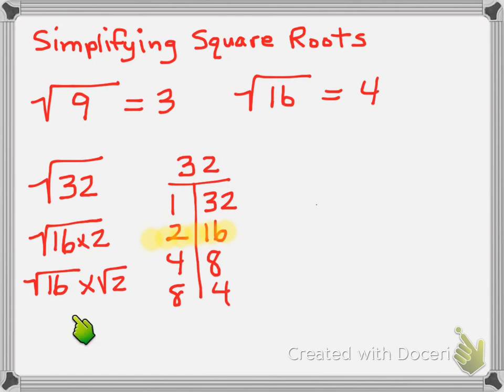Now we know what the square root of 16 is. The square root of 16 is 4. But the square root of 2 is not a perfect square root, so we'll just write it down as it is, the square root of 2. So 4 times the square root of 2 is the simplified form of the square root of 32.